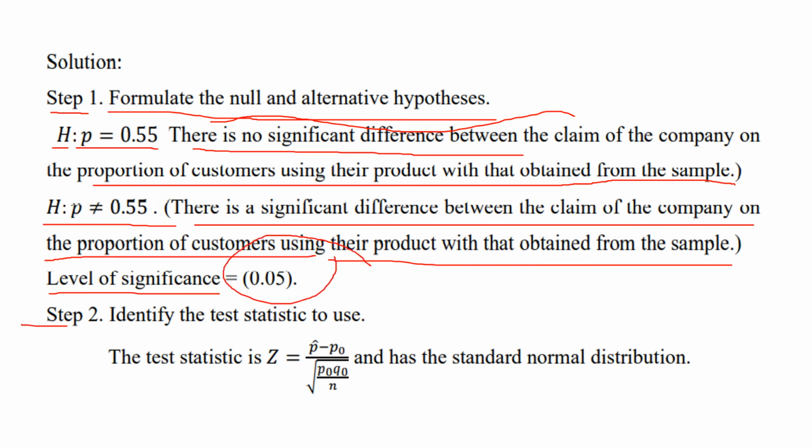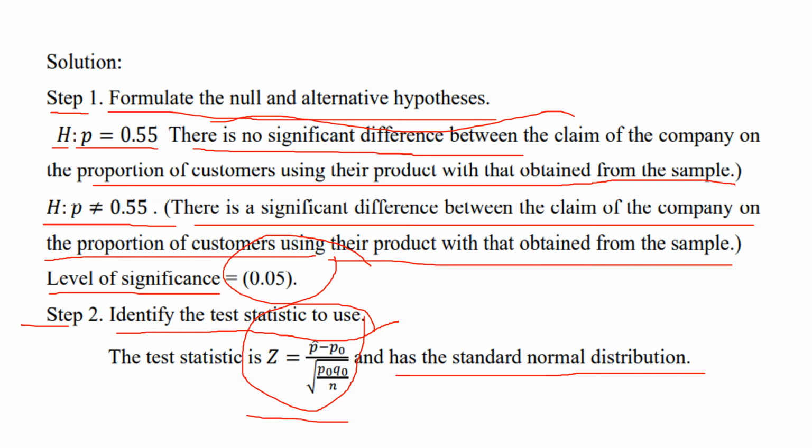Then for step number 2, identify the test statistic to use. So we just simply use this formula and substitute the given values and computed values. The assumptions are for us to conclude that it has the standard normal distribution. So we just simply use the Z value because we assume the standard normal distribution for this one.